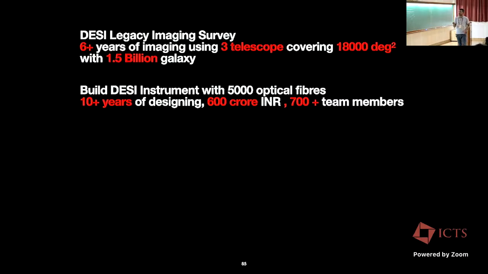You have to do something like a 6+ year imaging campaign with 3 telescopes, covering 18,000 square degrees, measuring 1.5 billion galaxies. You build the DESI instrument with 5,000 optical fibers. Building this instrument itself took 10 years. One of the slowest things is actually to smooth the lenses on top so that your field of view becomes bigger, right? So you have to make the field of view bigger for this kind of instrument. 10+ years, and it cost 600 crore rupees to make DESI. So that's the cost of the whole instrument.